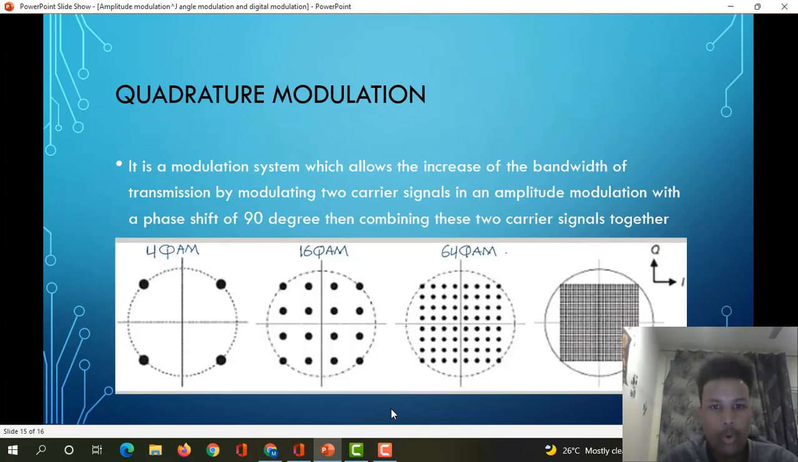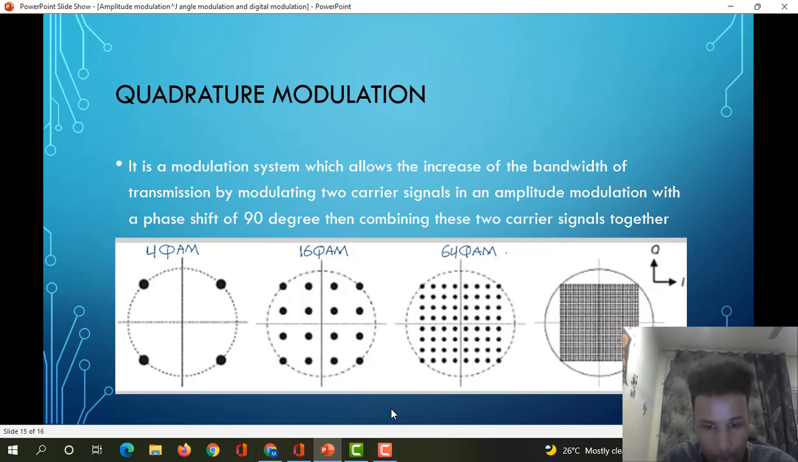So now we are going to talk about the last topic, quadrature. Quadrature modulation is a modulation system which allows the increase of the bandwidth of the transmission by modulating two carrier signals in amplitude modulation with a phase shift of 90 degrees, then combining these two carrier signals together. As we see in the picture below, we have different systems: 4 QAM, 16 QAM, and 64 QAM.